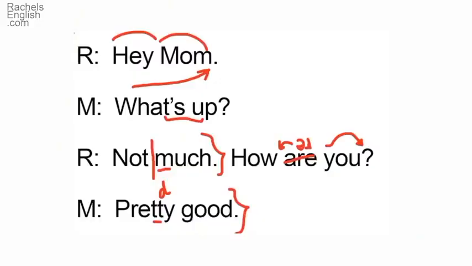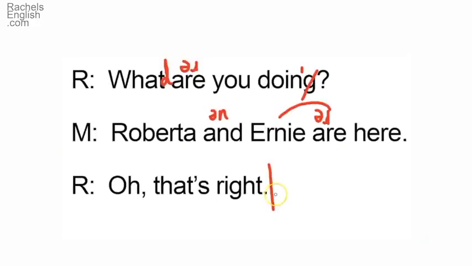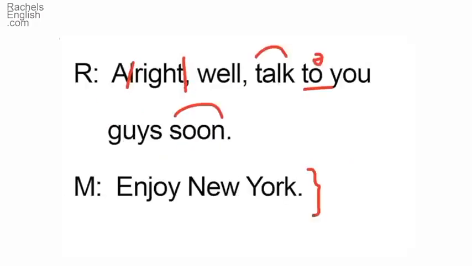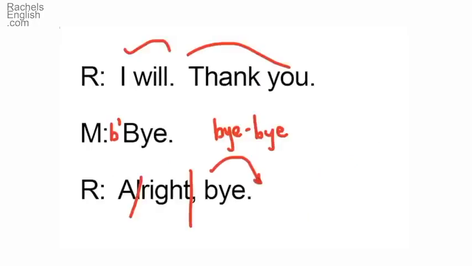And now the conversation 3 times. Hey, Mom. What's up? Not much, how are you? Pretty good. What are you doing? Roberta and Ernie are here. Oh, that's right. All right, we'll have a good dinner tonight. Okay, we'll have fun. All right, we'll talk to you guys soon. Enjoy New York. I will, thank you. Bye-bye. All right, bye.